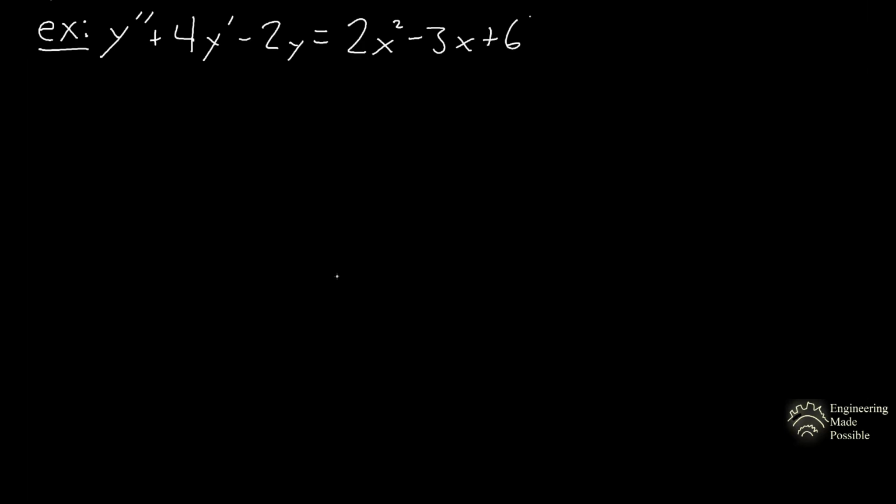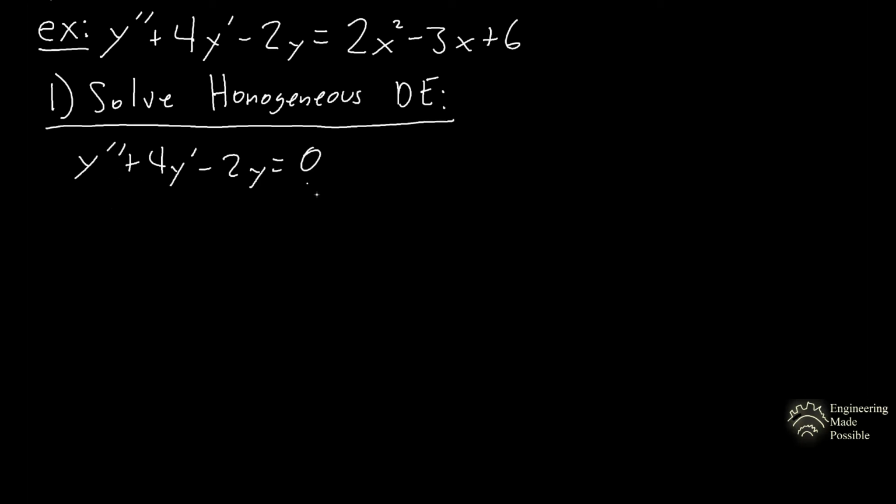equations. So for the first example, we have this non-homogeneous differential equation: y double prime plus 4y prime take away 2y is equal to 2x squared take away 3x plus 6. So this side, your right side, would be that g of x that we see, which makes it non-homogeneous since it's not equal to 0. And so the first step here would be to solve the homogeneous differential equation. So we have the differential equation, we equal it to 0 because we're first solving the homogeneous part of it, and we see that it has constant coefficients.